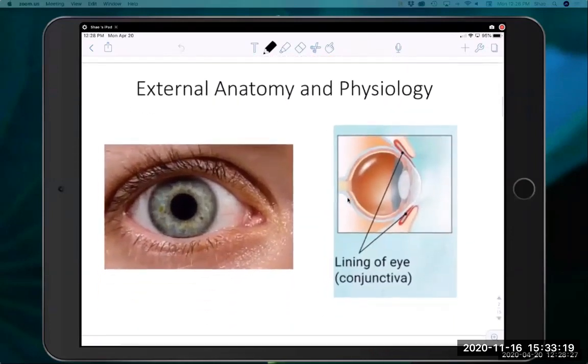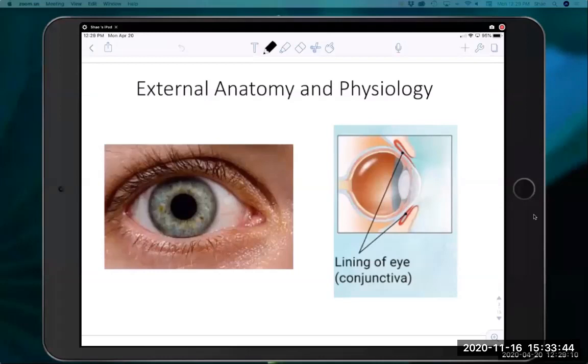Further looking at the anatomy of the eye, we have the sclera. The sclera is a very tough, white coat of fibrous tissue that surrounds the entire eyeball except for the cornea. It helps maintain the shape of the eye, and quite commonly we refer to that as the white of the eye.